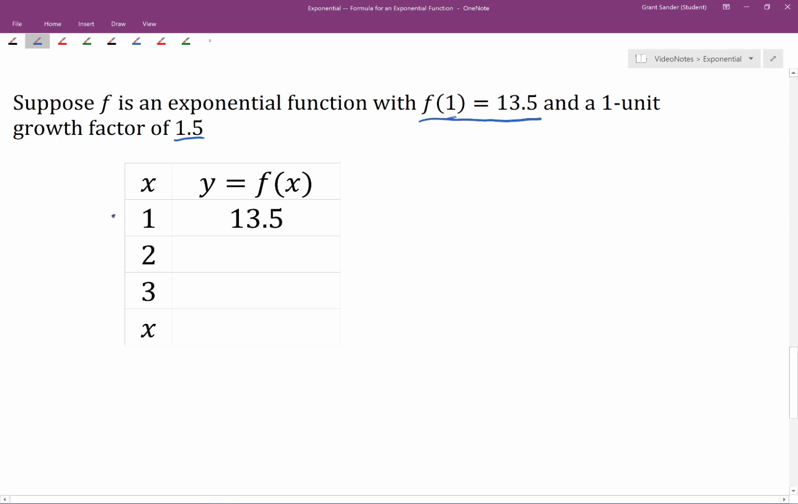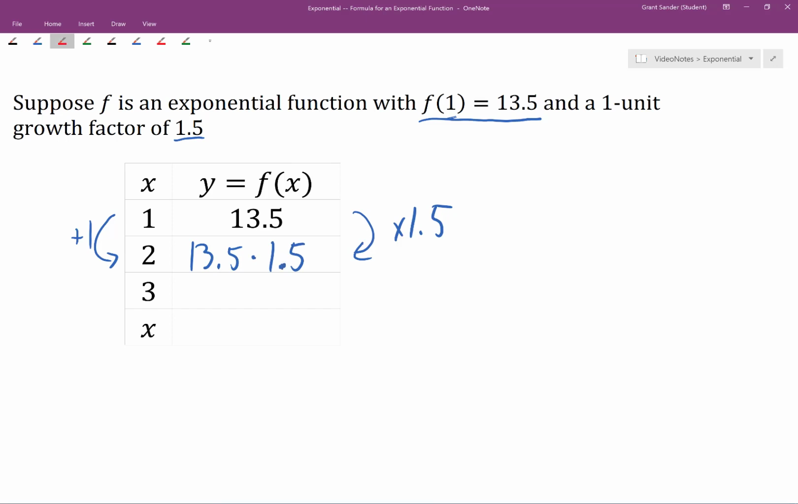So if x varies from 1 to 2, a change of 1 unit, then y will start at 13.5 and then become 1.5 times as large. So as x varies from 1 to 2, y starts at 13.5 and then becomes 1.5 times as large. Now let's imagine x varying from 1 to its new value of x. This is a change in x of x minus 1. So the final value of x is x, the initial value of x was 1, so that's a change of x minus 1.